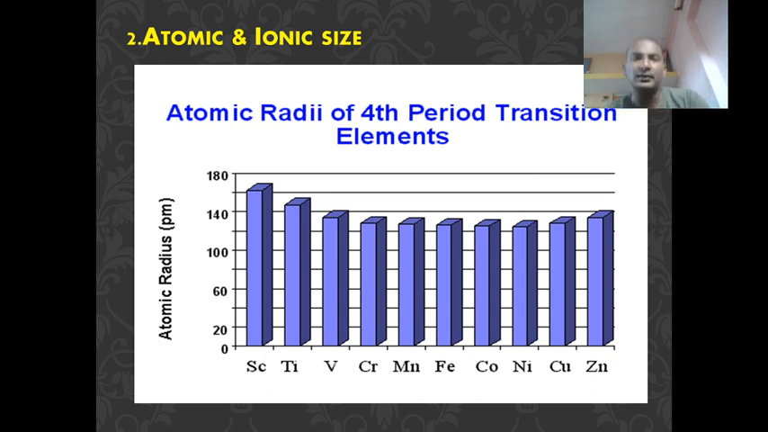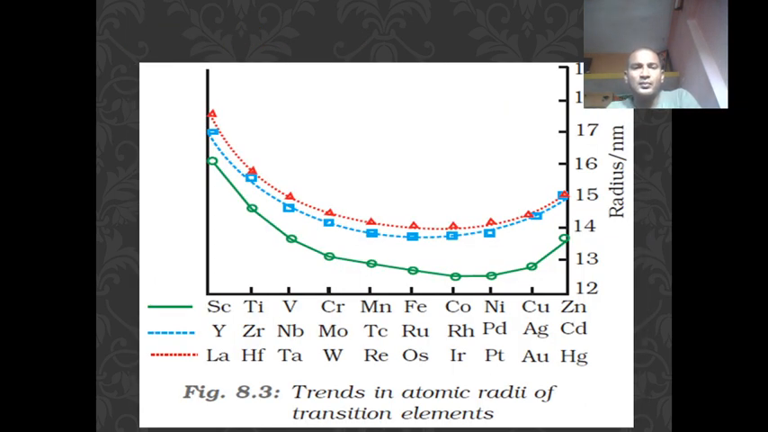Atomic radius can be defined as the distance between a positive nucleus and the outermost electron. It is called atomic radius. And atomic radius and ionic radius have different changes along the series. For example, this graph indicates the change in atomic radius of 3d series, 4d series and 5d series elements.